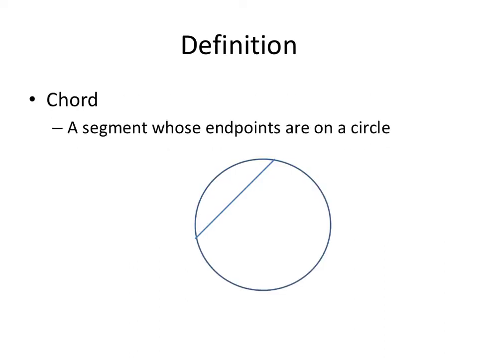So let's first go with the definition. A chord is a segment whose endpoints are on a circle. So if we are talking about something that does not pass through the center of the circle, or even something that does, like a diameter is the greatest length chord that we could have. Okay, a radius though is not a chord because only one of its endpoints is on the edge of the circle. So those are a couple different things that could be chords.